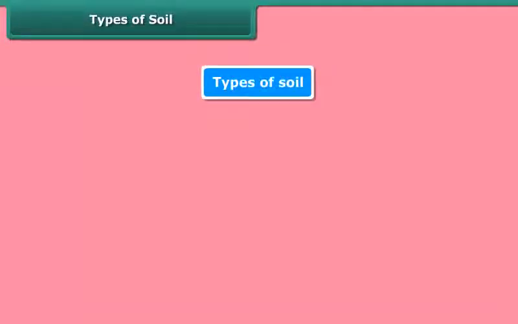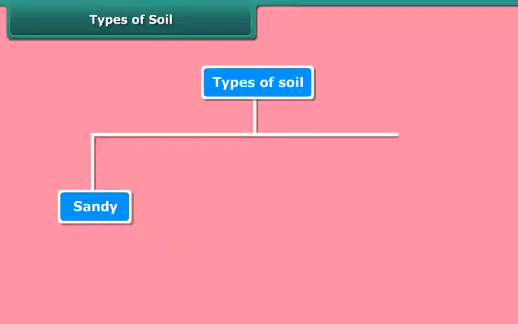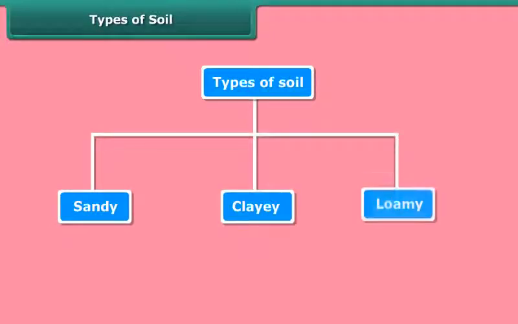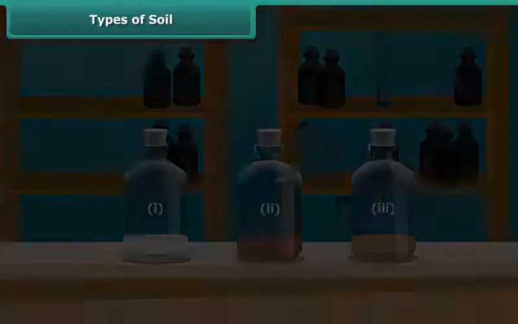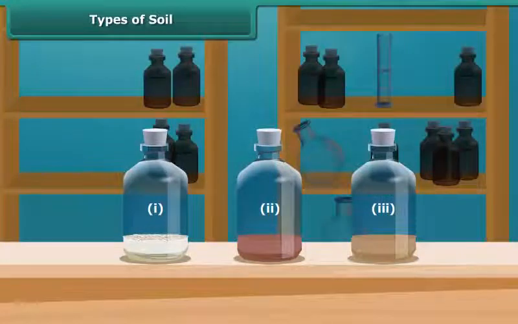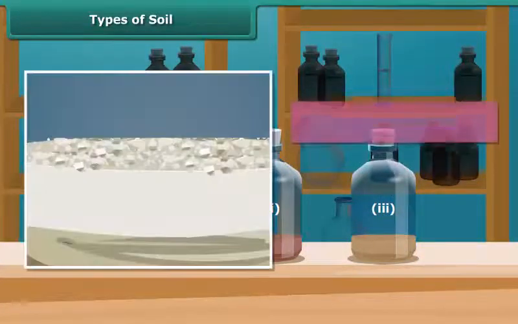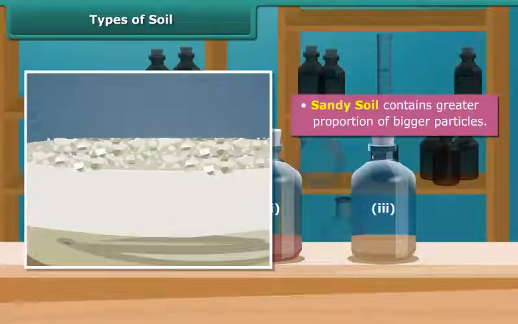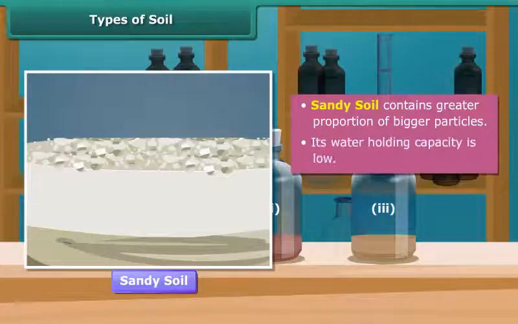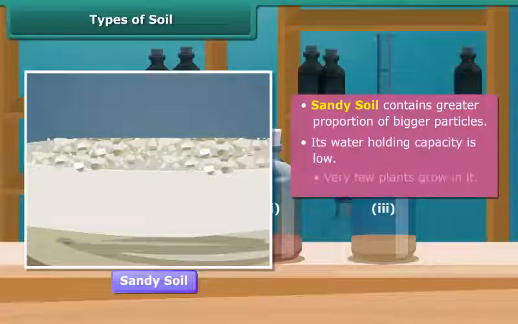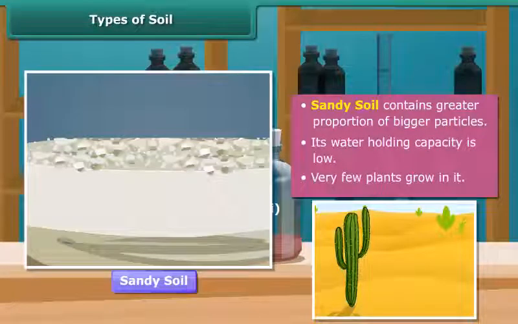Types of soil. There are basically three types of soil: sandy, clay, and loamy. Let's take three samples of a soil and examine them one by one. We can see the first sample contains greater portion of bigger particles. So this is a sandy soil. Its water holding capacity is low, therefore very few plants grow in it.